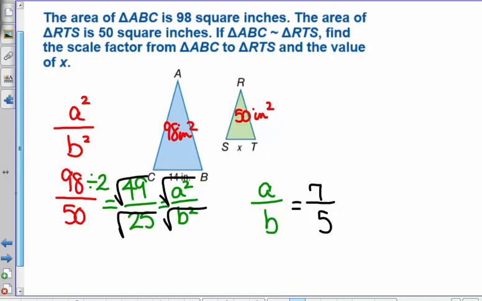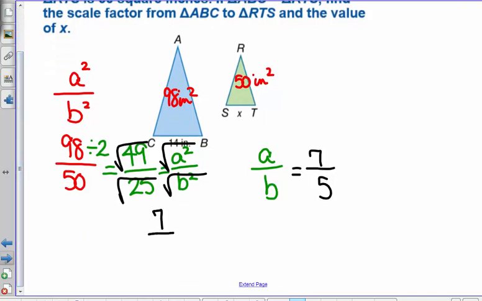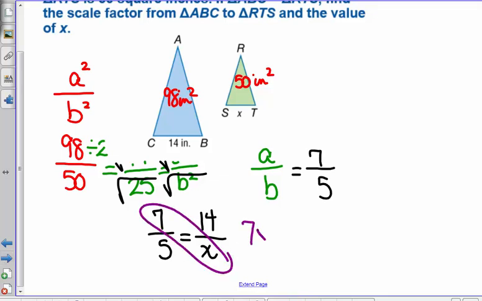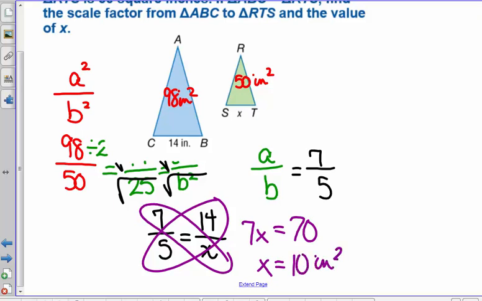Again, I'm going to set up a proportion. So using the similarity ratio of 7 to 5, and if the larger triangle has a side measure of 14 inches, and I'm trying to find the smaller x. How do I solve a proportion? Cross multiply. 7x equals 70, x equals 10. This has a measure of 10 inches. Not square, sorry. So 10 inches. Right? Okay. That's all I have for you.